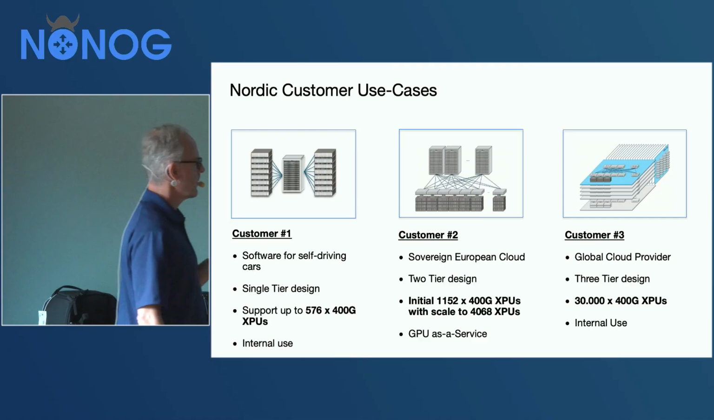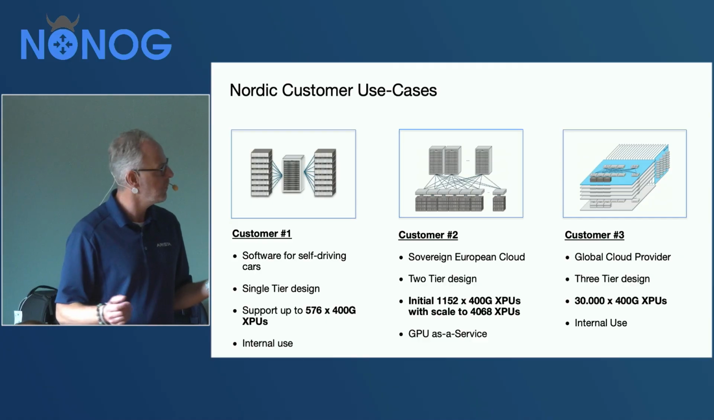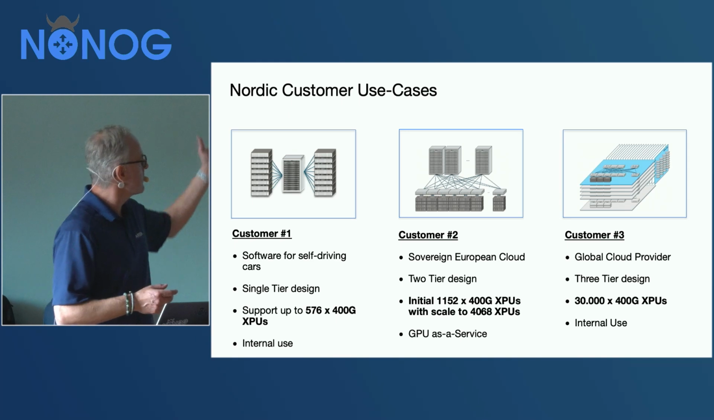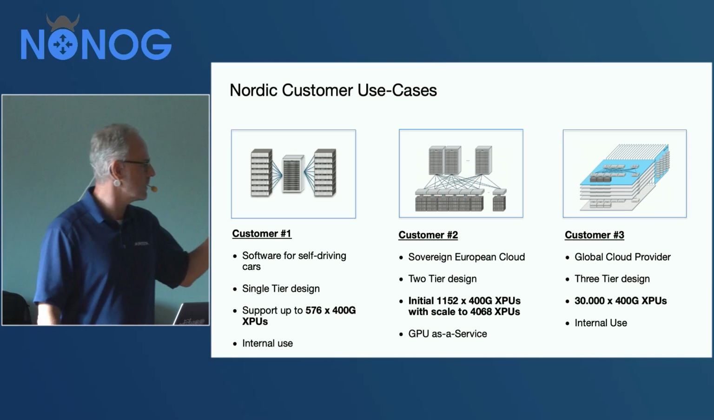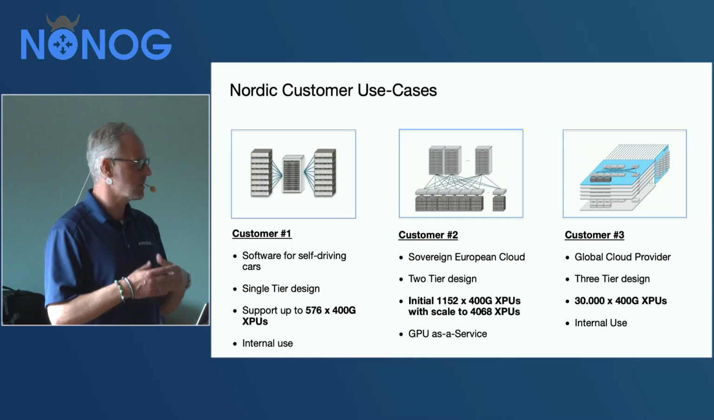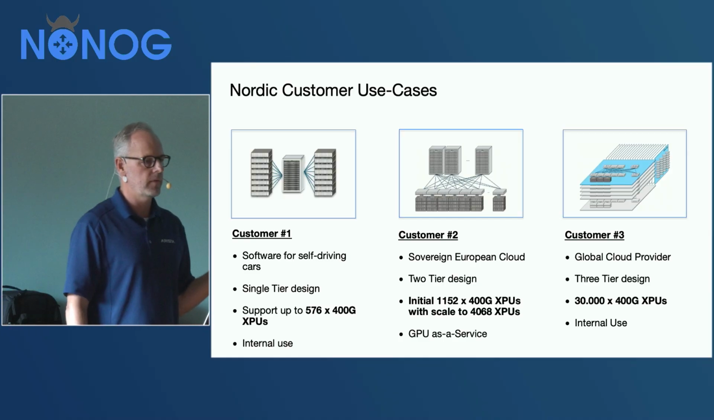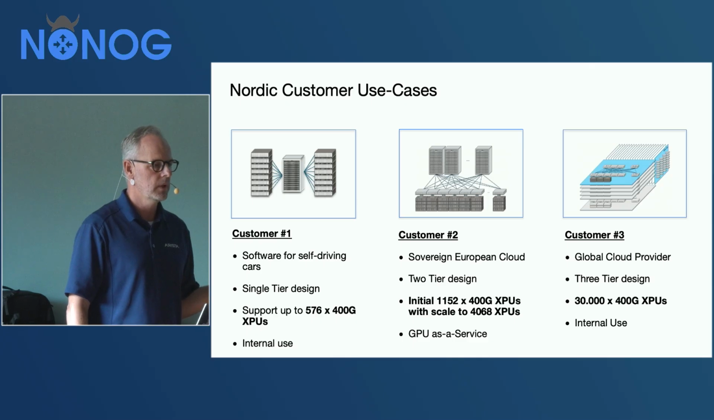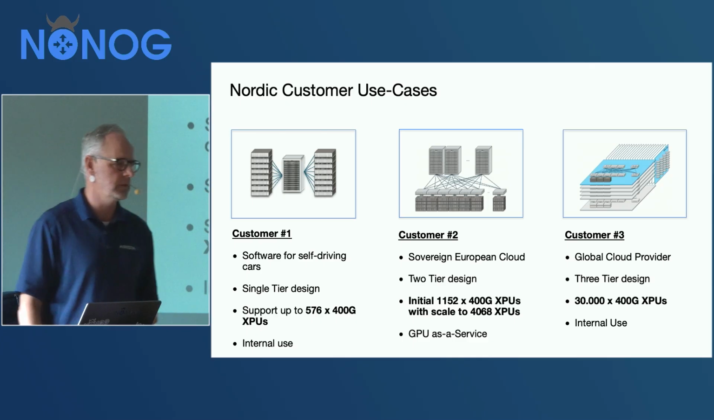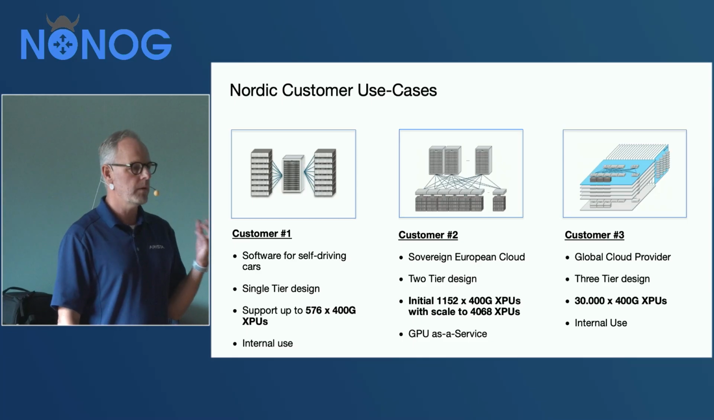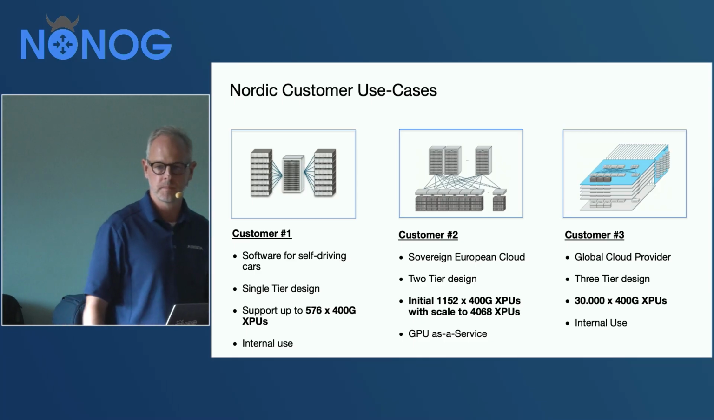Customer number 2, which is a sovereign European cloud based out of Sweden called Everock. They've started with the same design for their testing. Now we're looking into a 2-tier design based on fixed switches. They will initially start with 1,152 GPUs in the cluster, and they'd like to scale it above 4,000 GPUs. And they will actually sell GPU as a service to customers.